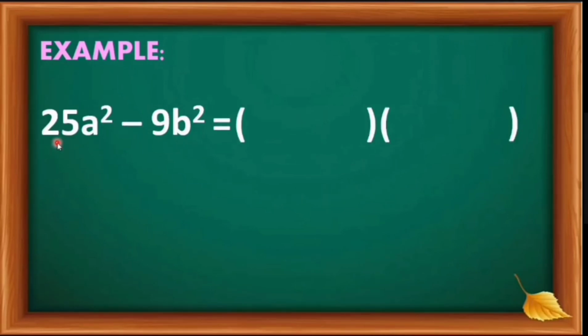Let's take the square root of 25. What is the square root of 25? That is 5. How about the square root of a squared? That is a. Kung anong nilagay natin dyan, yun din ang ilalagay natin dito. That is 5a. And then since difference of two squares, ano dapat dito? Sum and difference of two terms. So that is plus and minus. Square root of 9 is 3. The square root of b squared is b. So therefore, that is 3b.